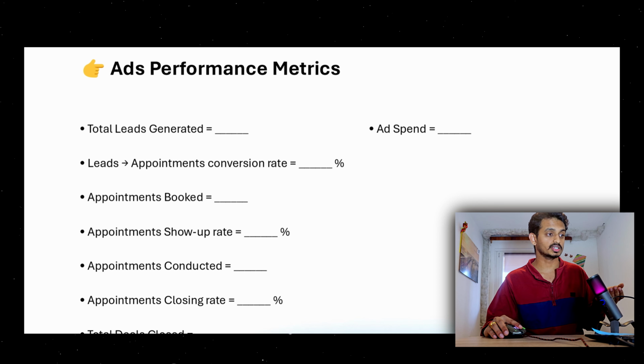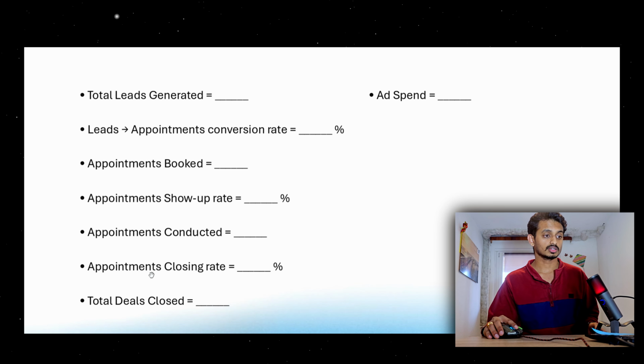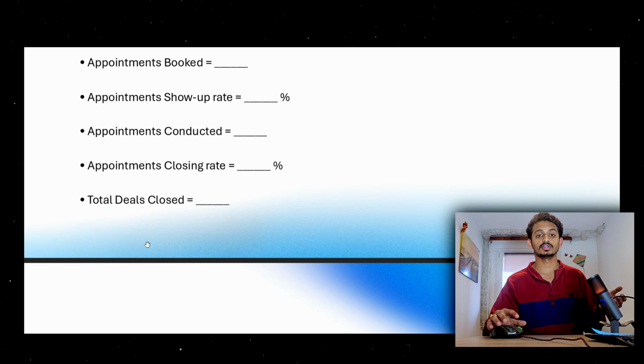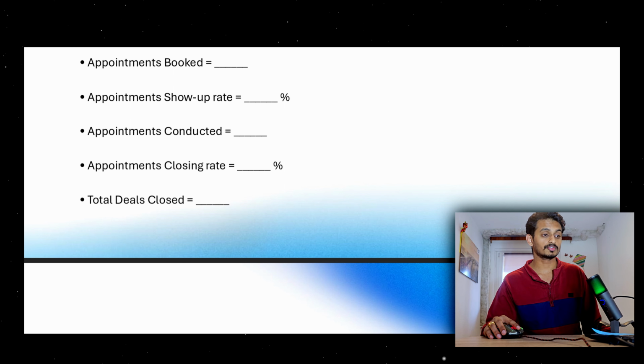The next metric is appointments show up rate, and again, this is very important. Suppose, let's say, from the 50 booked appointments, only 30 of the leads show up. Then your appointment show up rate is 60%. Again, that is very decent. And from this you get the appointments conducted, that is 30. The last metric to track is appointments closing rate. The standard here is maybe 25 to 30%, and if you are an excellent sales rep, you might be closing at 50 to 60% of the appointments you conduct. So finally you get your total deals closed.